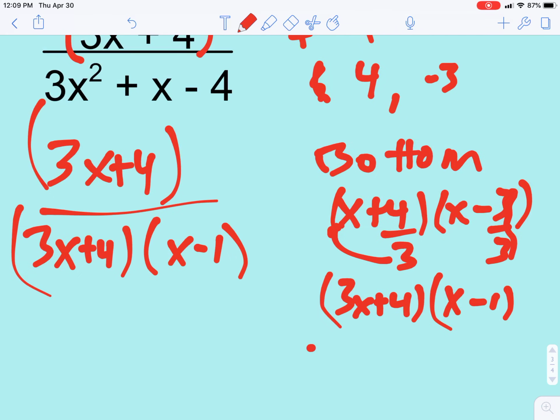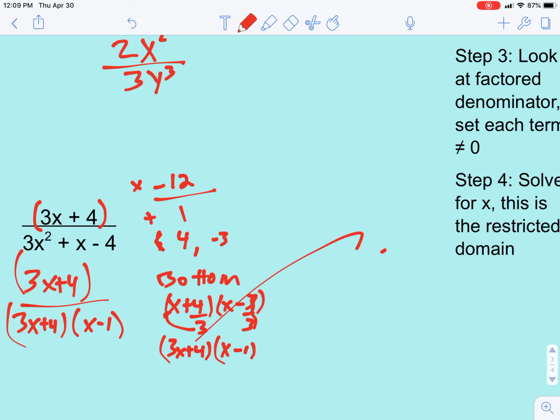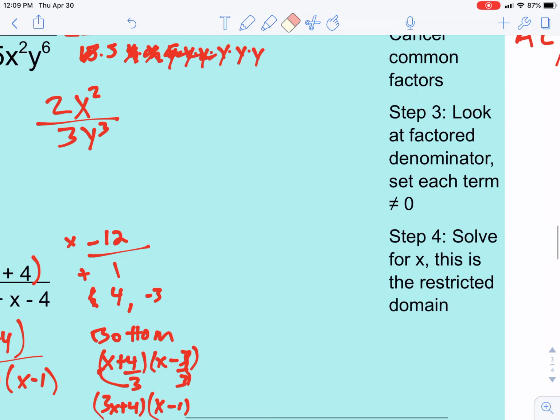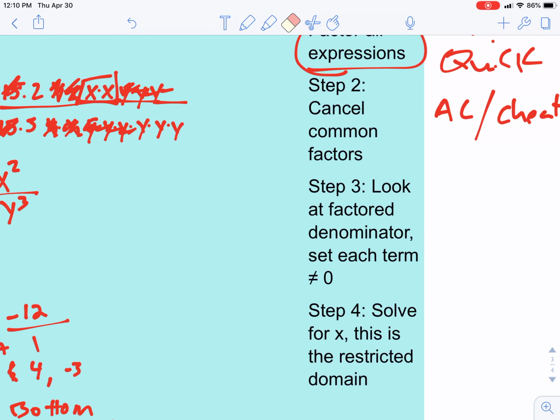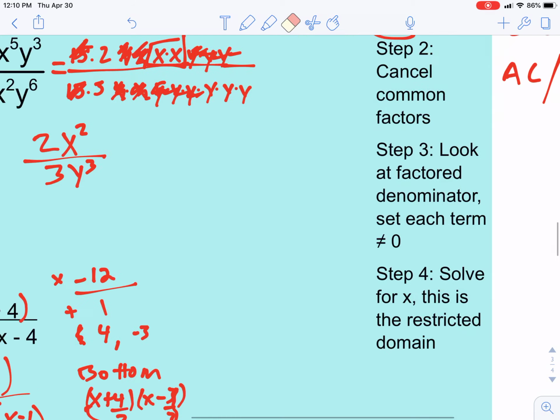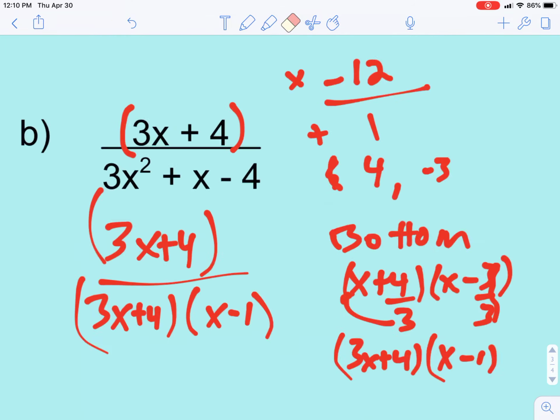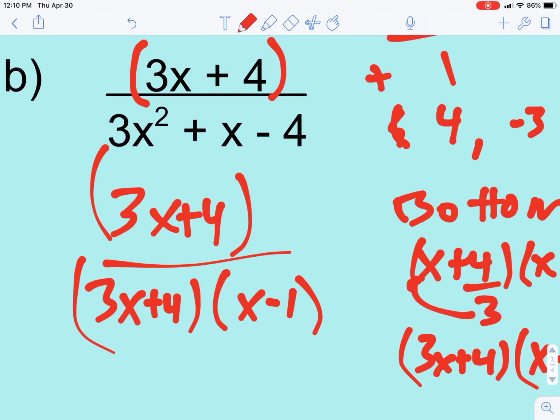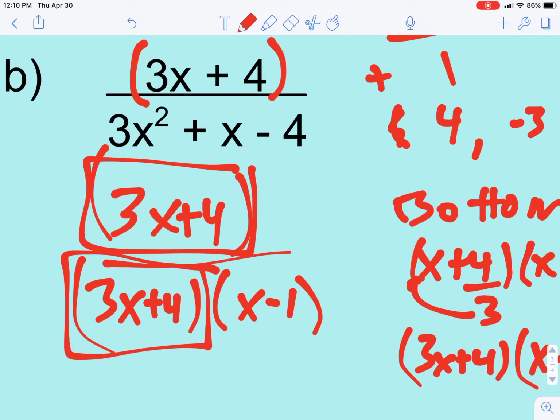Okay? So we factor. Step number 2. Cancel out common factors. So this is the idea of all or nothing. Okay? All or nothing. Since we have a factor of 3x plus 4 on the top and a factor of 3x plus 4 on the bottom, we can cancel it out.